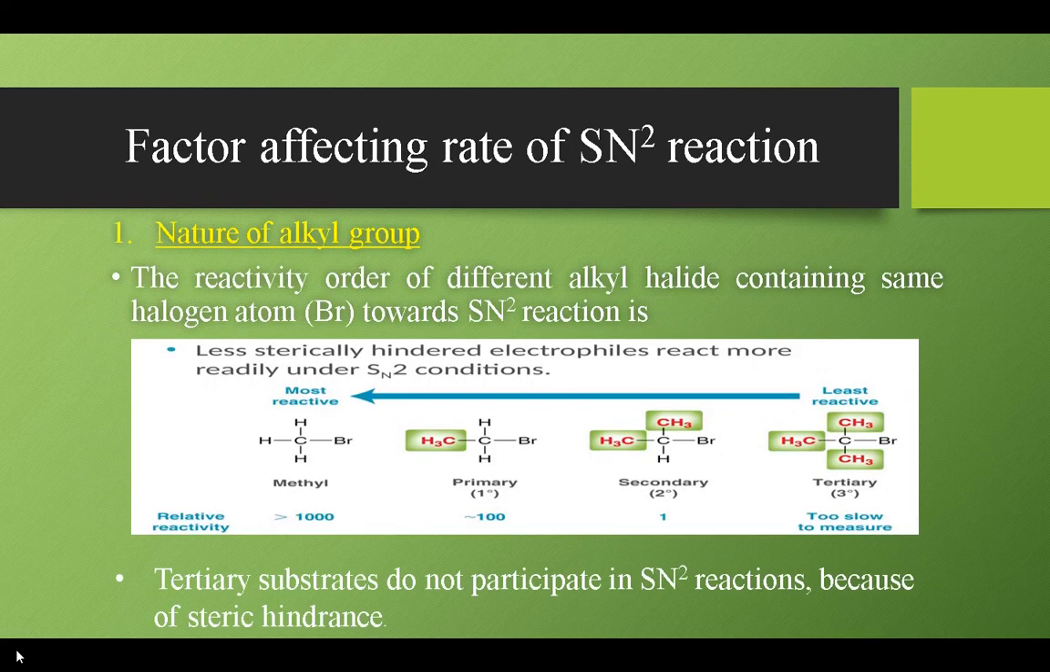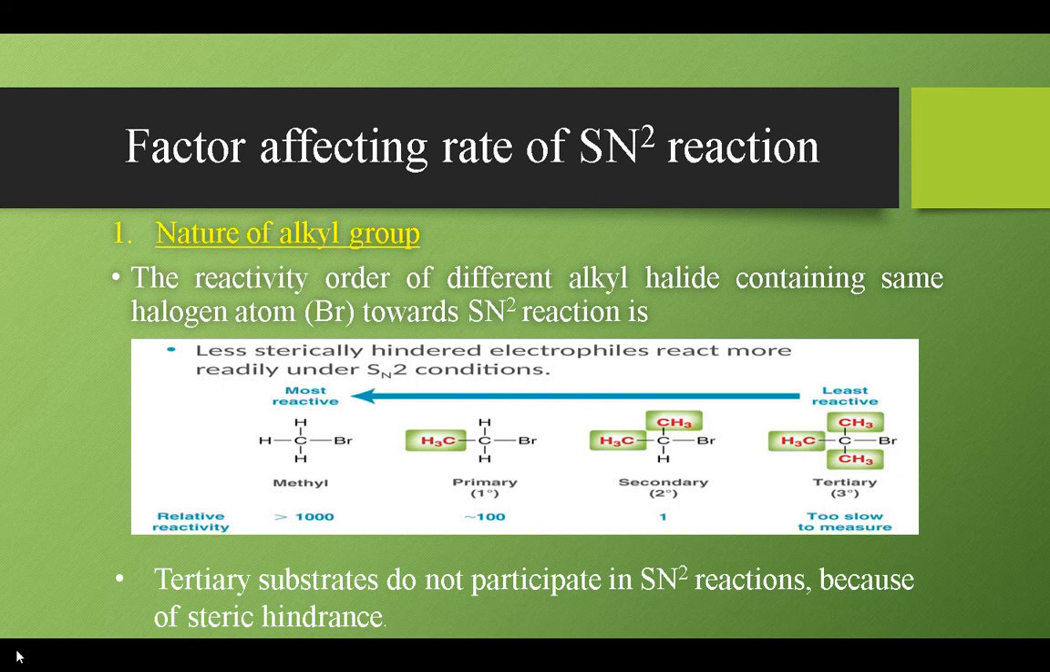Next is the factors affecting the rate of SN2 reaction. There are 4 factors which affect the rate of SN2 reaction. First is nature of substrate, that is the alkyl group. Second is nature of leaving group, that is the halide ion. Third is nature of nucleophile, and fourth is nature of solvent. Here we'll discuss all the factors one by one, how they are affecting the rate of SN2 reaction.